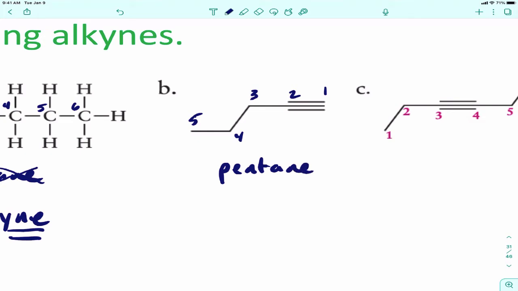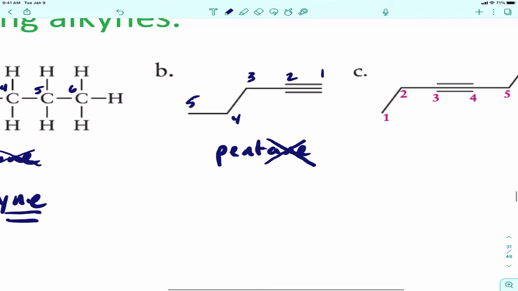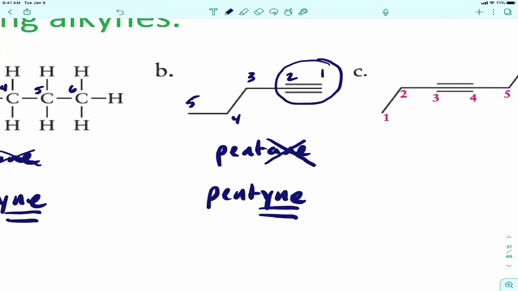All right, 5 carbons, pentane. I'm going to drop the A and E ending because we're dealing with an alkyne. So this would be pentyne. The Y and E ending tells us that we have a triple bond. The triple bond is between carbons 1 and 2. Since carbon 1 is the first carbon that has the triple bond, we use 1. So this compound's name would be 1-pentyne.